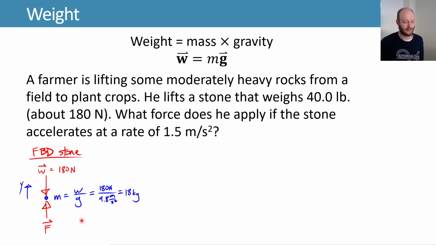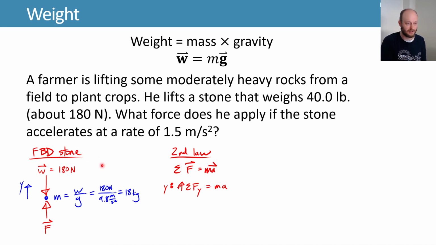We can now write Newton's second law as a vector. It looks like this, F equals ma. We'll apply that in our coordinate system and say that upwards is positive, and now we'll include those forces. So this will be F is positive and W is negative. So this will be F minus W equals ma.